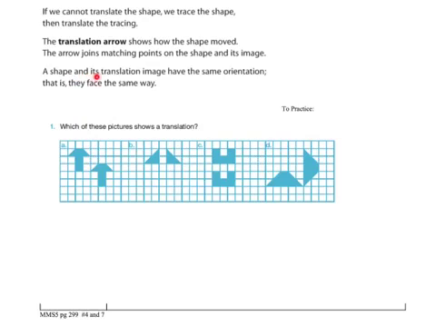A shape and its translation image have the same orientation. That means they are facing the same direction. They should not be facing a different direction. So now to practice, let's examine these pictures and see which ones you think could be a translation, and if it is, how would you describe that translation? Press pause and take a moment now to try that.